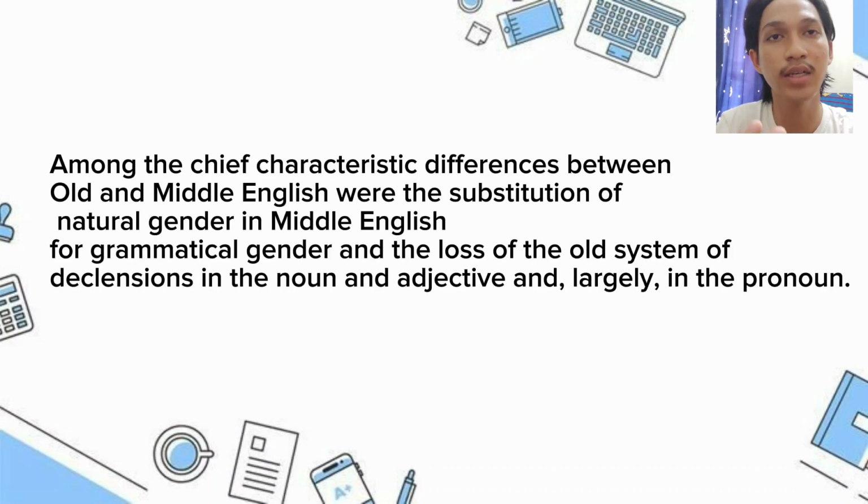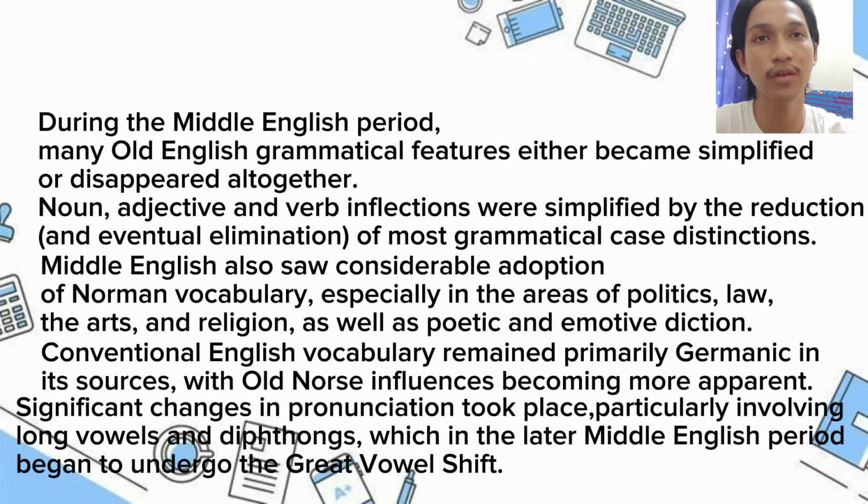Among the chief characteristic differences between Old and Middle English were the substitution of natural gender in the Middle English for grammatical gender and the loss of the old system of declensions in the noun and adjective and largely in the pronoun. During the Middle English period, many of English grammatical features either become simplified or disappeared altogether. Noun, adjective, and verb inflection were simplified by the reduction of most grammatical case distinctions.